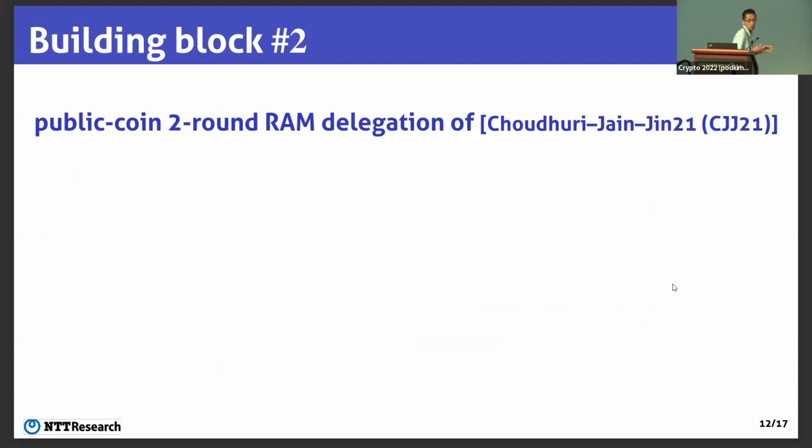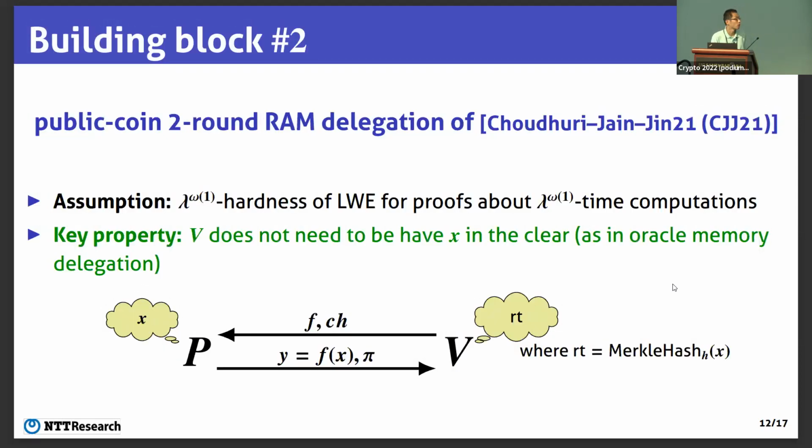So in this work, we also use another building block, which is the public point 2-round delegation of Chung, Jain, Kalai, and Zhang, or CJJ. The scheme is based on slightly superpolynomial hardness of the learning with errors assumption when it is used for slightly superpolynomial computation. And just like Oracle memory delegation, the scheme does not require the verifier to have the entire memory as input. In particular, the scheme only requires that the verifier has a Merkle hash of the memory, where the underlying hash function is chosen by the verifier.